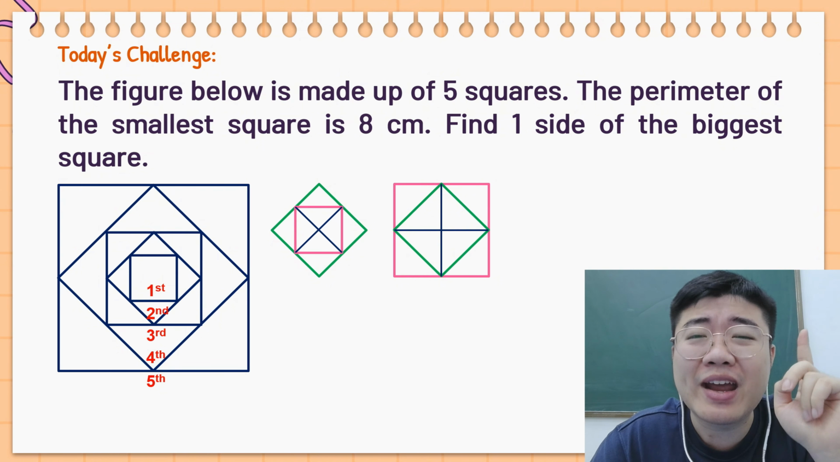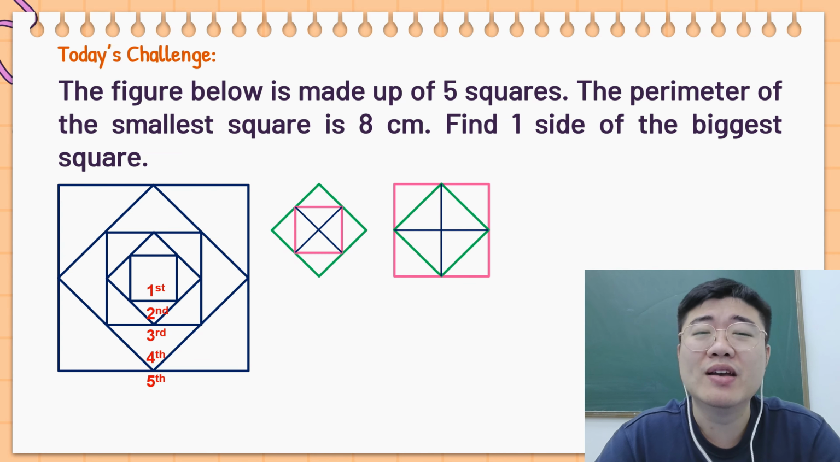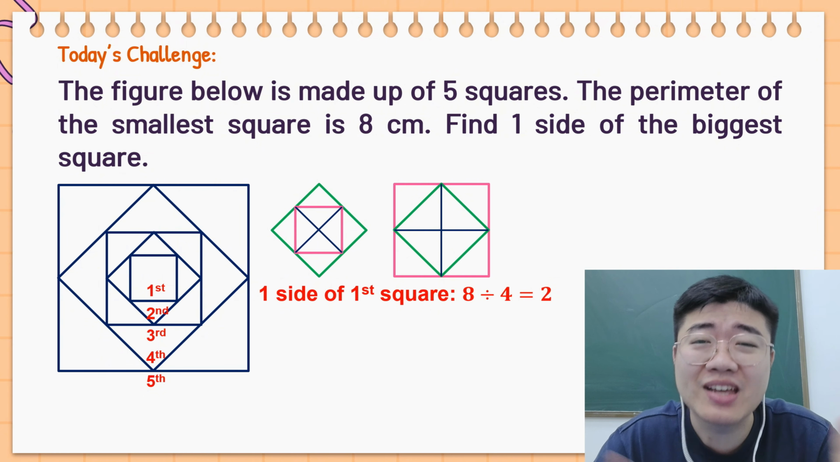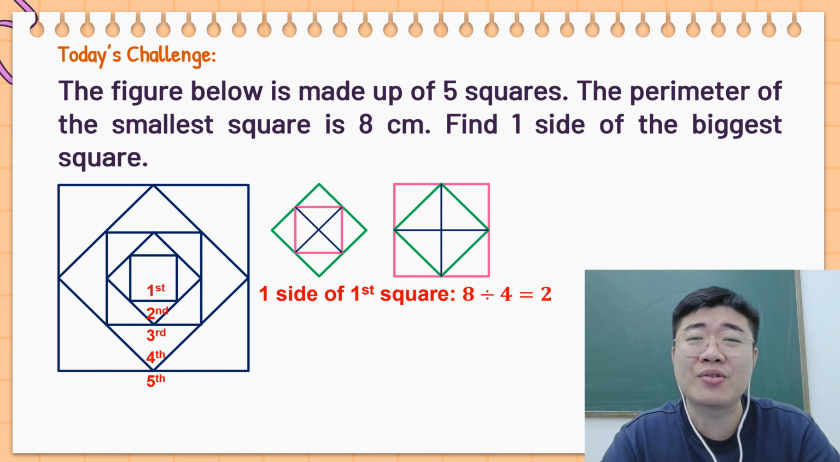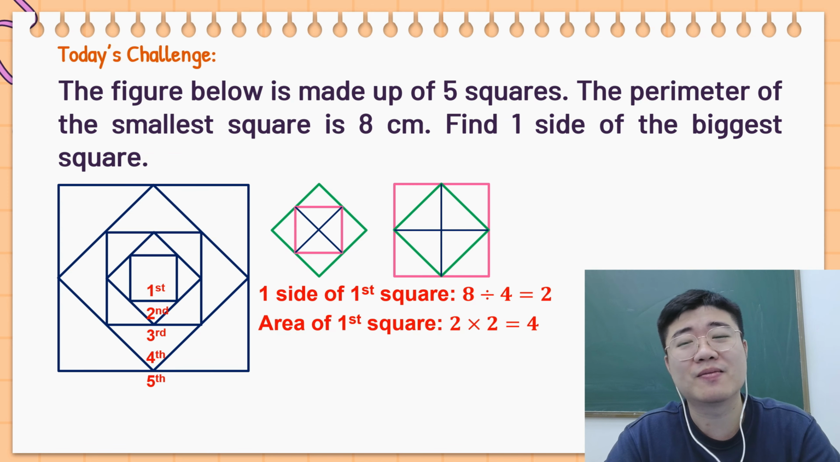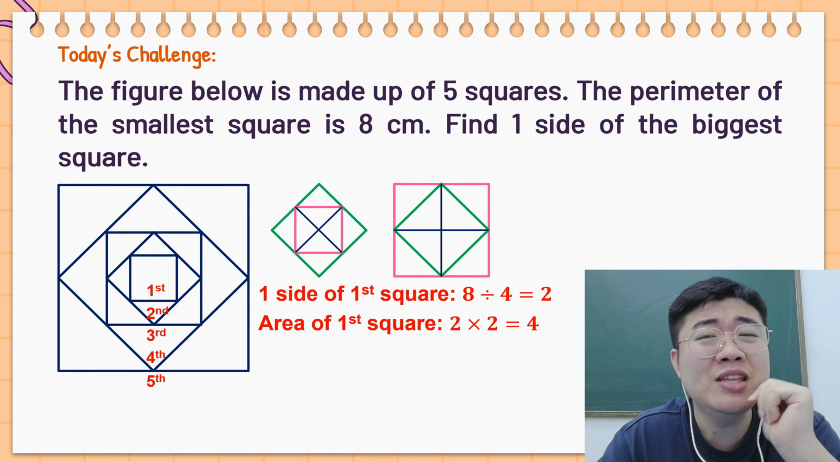So let's find the area of the first square. Then we are able to find the area of the last square. So the perimeter is 8. We can find one side of the square is 8 divided by 4. One side is 2. Now we get the area of the first square. This will be 2 times 2. That's 4 cm squared.